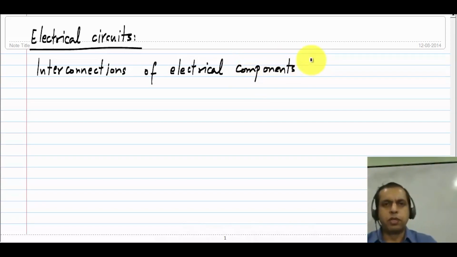I have just put down that electrical circuits are interconnections of electrical components. Now of course that doesn't explain too much. We will get into more details of that. But what happens in electrical circuits is that there are currents and voltages, which are basically some other representations of charges and fields. So what happens in electrical circuits is that charges move in certain ways, and they move in interesting ways that carry out certain useful functions.